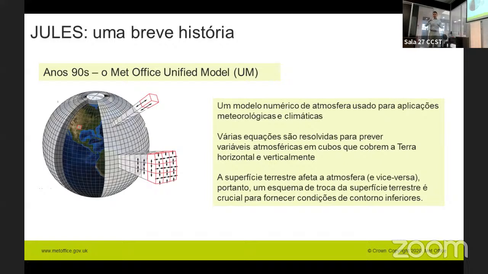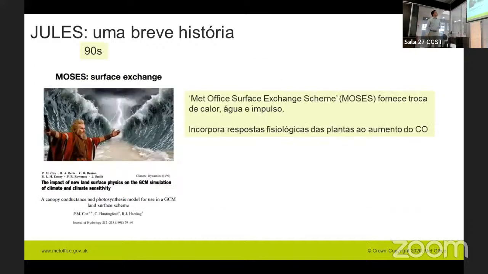So JULES integrates into those different modeling components. You must know this from your lectures or whatever. It's basically a grid system, but we only consider the boundary of it.